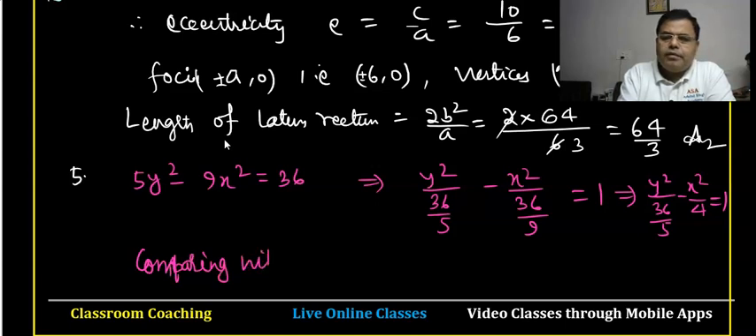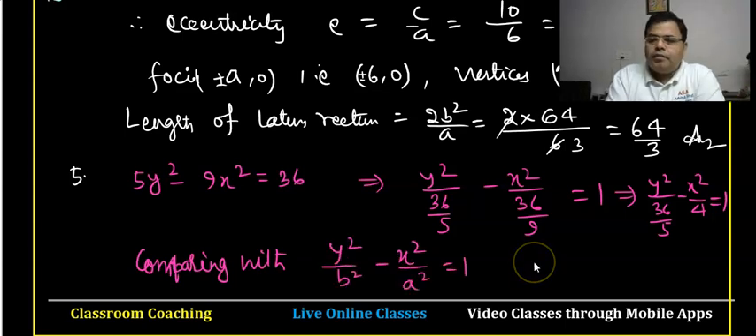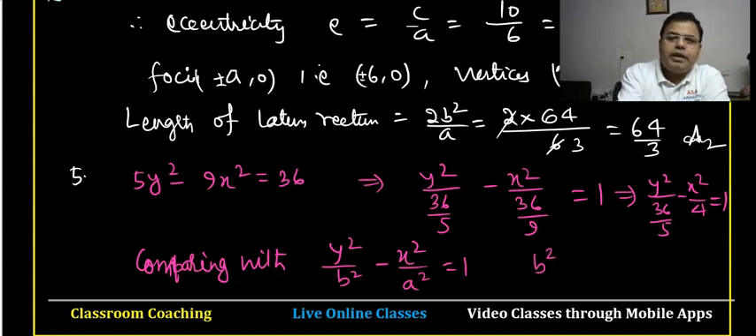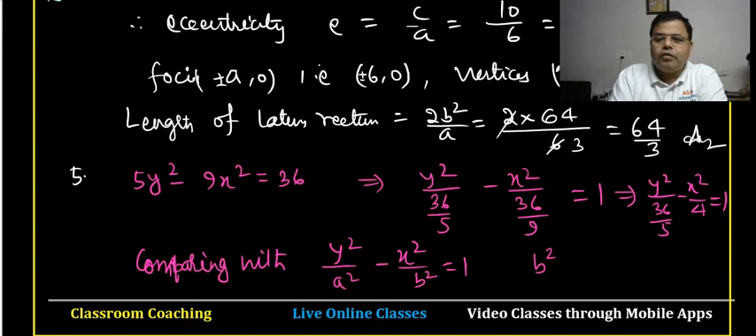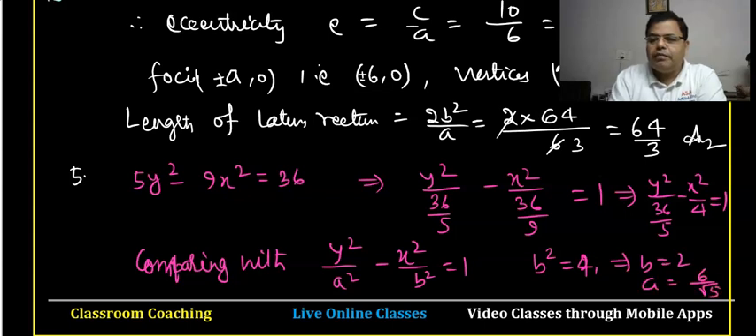So comparing with y square by a square minus x square by b square is equal to 1, we have b square is equal to 4, that is b is equal to 2, and a is equal to 6 by root 5.